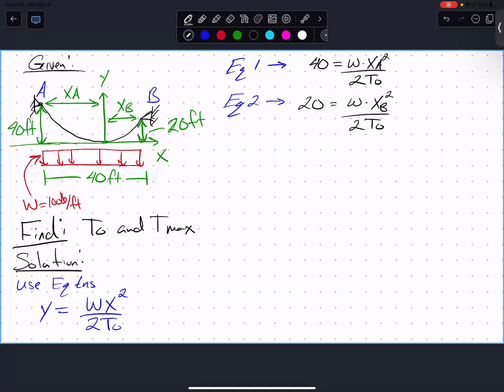Can we say something else to have a third equation? Yeah, xa plus xb must be 40. That's right. We know that the entire distance across there has to be 40. So for equation 3, xa plus xb has to be equal to 40 feet. Now we have 3 equations and 3 unknowns.